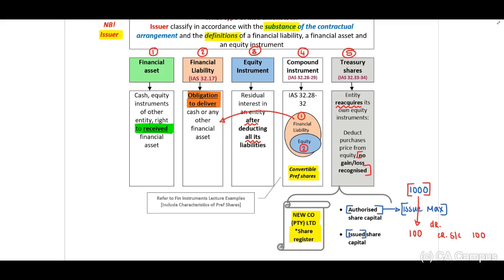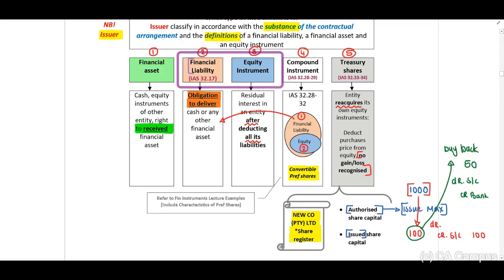Now, what does this mean? A treasury share is when the entity reacquires. Therefore, they buy back. For example, they've issued 100 shares initially, and now they decide to buy back 50 shares. And our journal entry will be to debit share capital and to credit bank with 50 Rand. Then there might be instances where it is difficult to identify if the credit side of the entry is either a financial liability or an equity instrument.